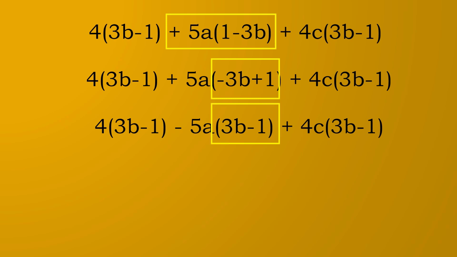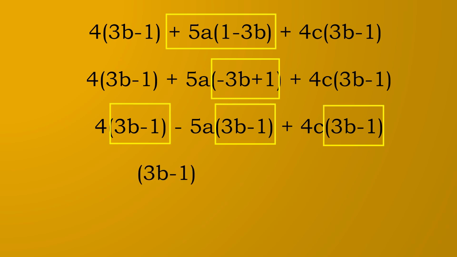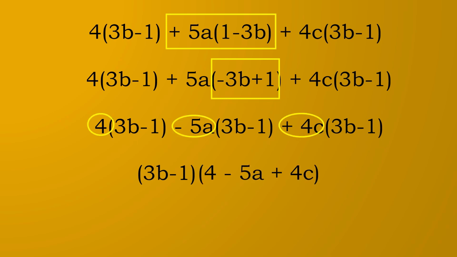We can now notice that the polynomial inside the parentheses are common. Therefore, we can factor it out. We can factor out 3b minus 1, then we get the other factors of each term, 4 minus 5a plus 4c. So the final answer is quantity 3b minus 1 times quantity 4 minus 5a plus 4c. Nice work! Thank you for accepting the challenge.